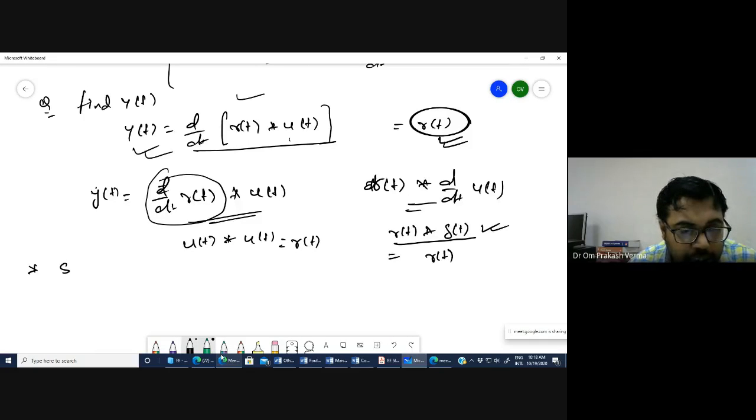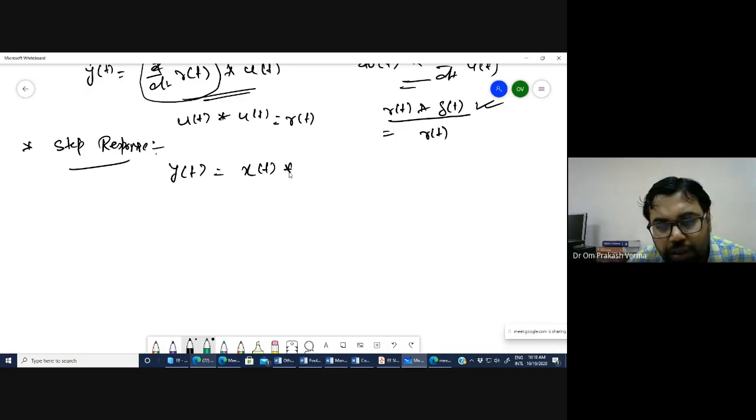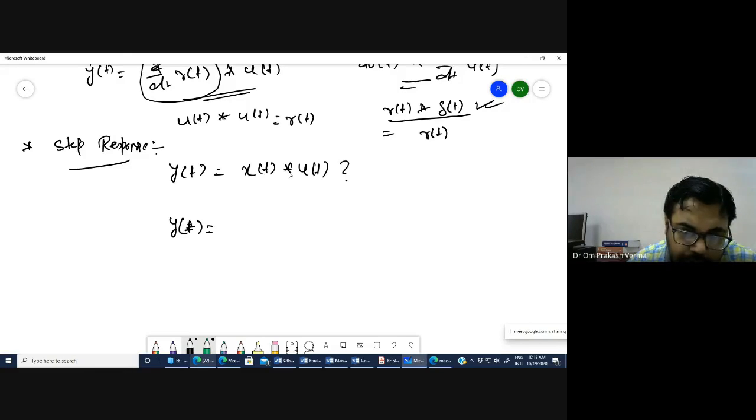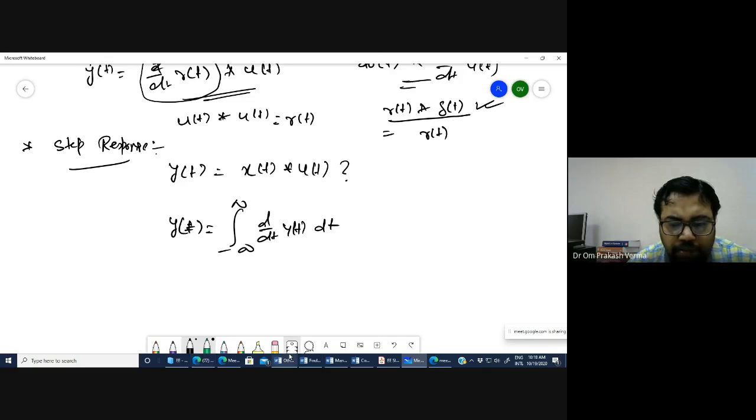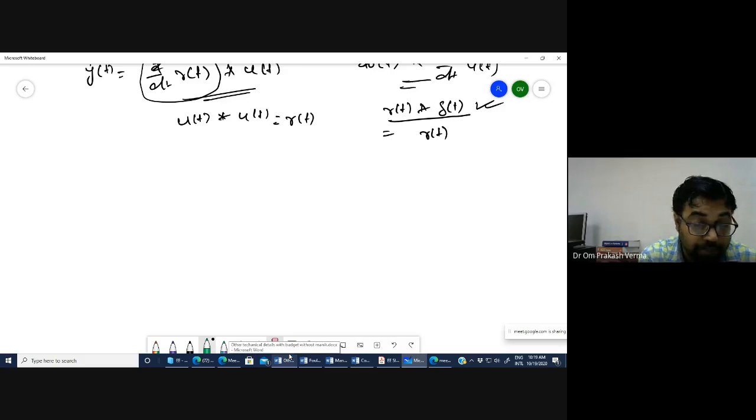Okay. Next property is the step response. So y(t) is equal to x(t) convolution with u(t). Let's say you want to find out this one. So you can say y(t) is nothing but the integral from minus infinity to infinity of d by dt of y(t) dt. Leave this one, I will discuss it after some time.